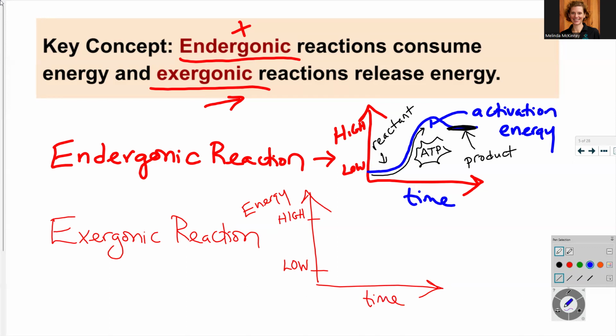So at time equals 0, okay, we're going to start with reactants that have relatively high energy. It's going to take a little bit of energy for that reaction to get started. And then the products are going to have low energy. So again, the product over here, lower energy, and the reactants higher energy.